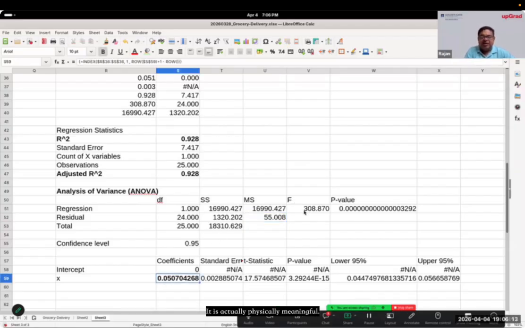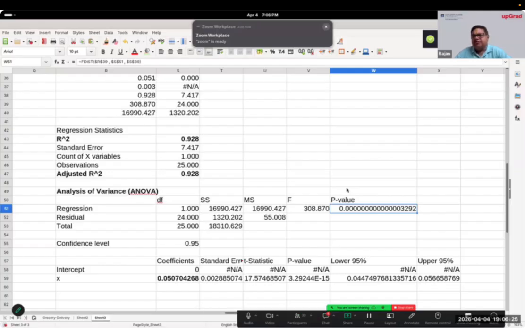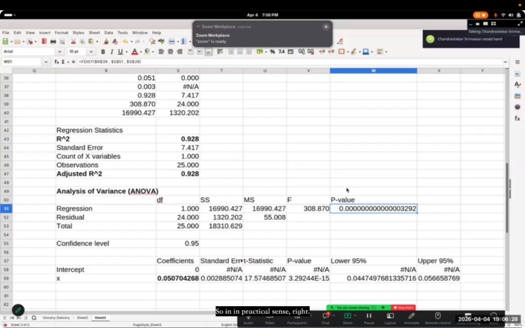The T value is below 0.05. Therefore, the model is performing well on all parameters, so we reject the null hypothesis. The null hypothesis is that the model is not useful, or this variable does not contribute anything. That's the null hypothesis, right? We reject that.